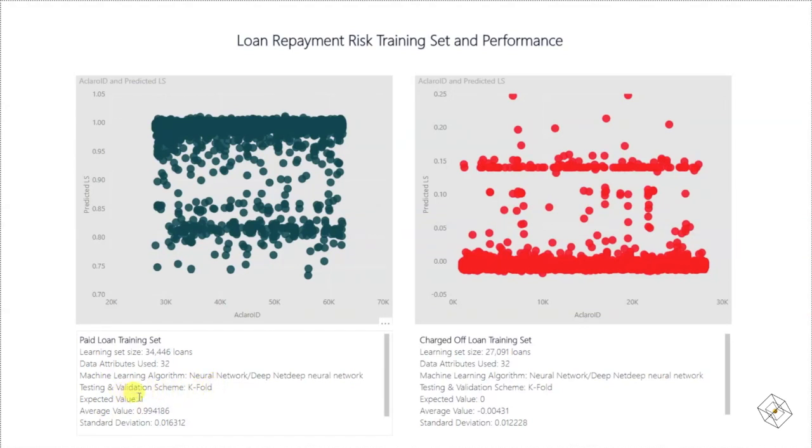The expected value of the test was 1, which indicates full repayment. The average value was 0.994 and the standard deviation was 0.016.